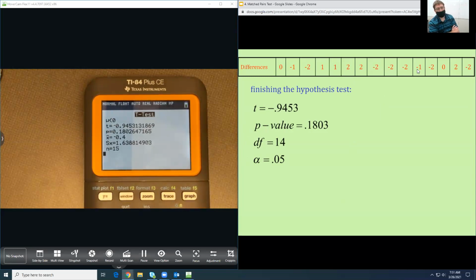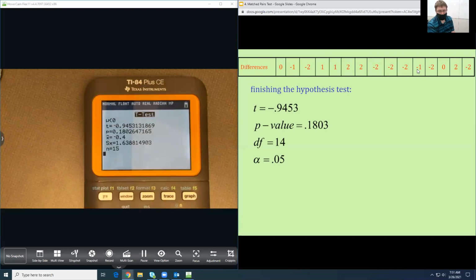All right, so I get negative 0.9453 as my t-score. So I'm going to write that as my calculations. Remember, these are the things we need to see on our calculation section. I'm not requiring you to write the formula, but we need to see the t-score or the test statistic, as you will, the p-value, how many degrees of freedom you had, and your alpha.